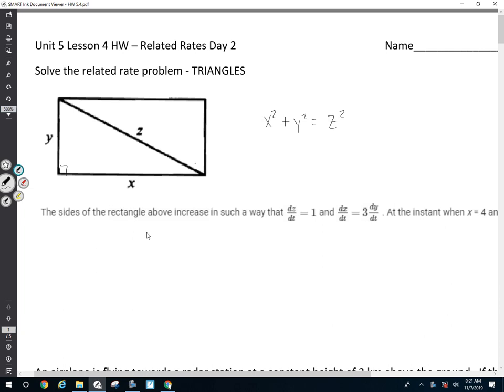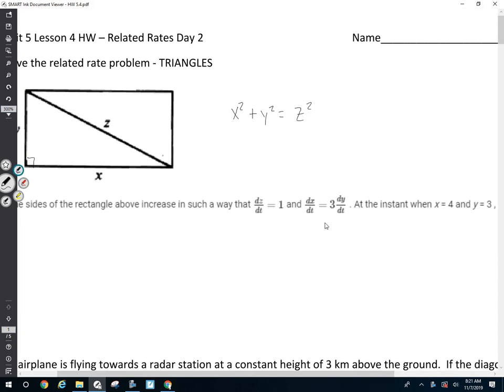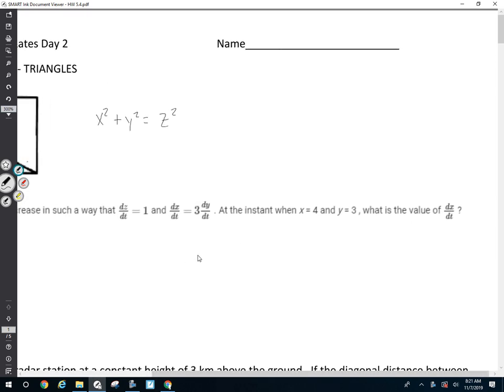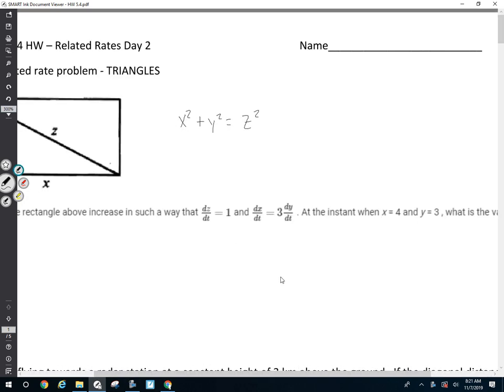All right, so we are told the sides of the rectangle are increasing in such a way that dz/dt is 1, dx/dt equals 3 dy/dt. At the instant when x equals 4 and y equals 3, what's the value of dx/dt?